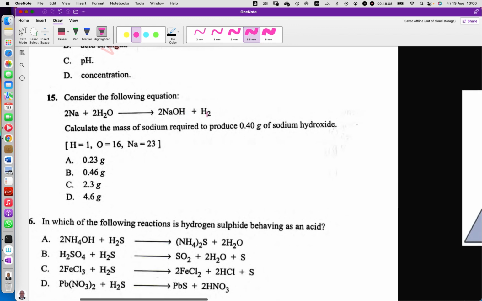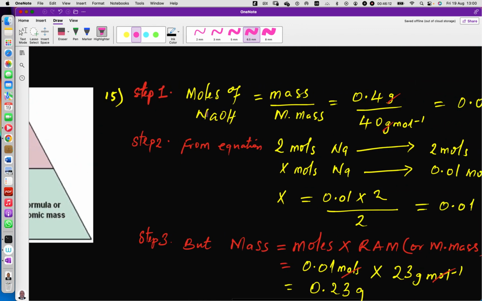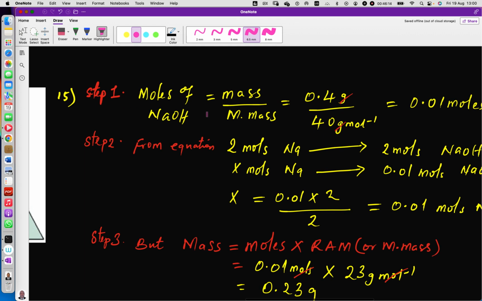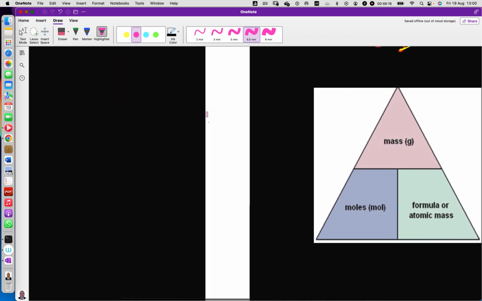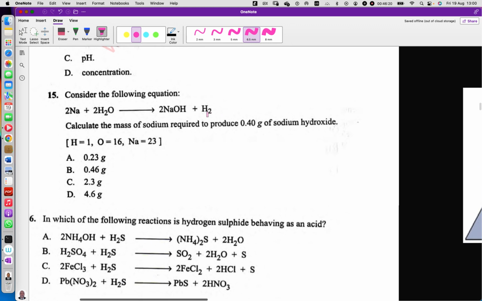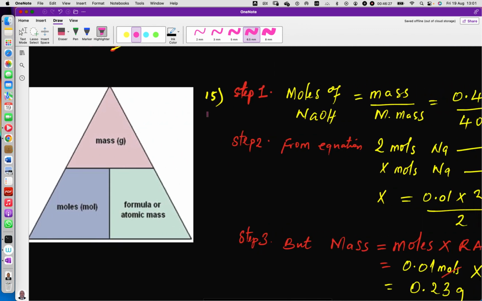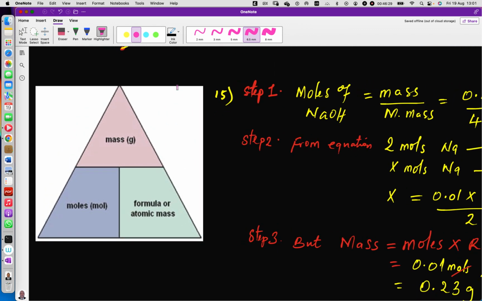Let's go to our calculation box. Now, we have been told that the mass of sodium hydroxide is 0.4. So we can use that. Use this equation here, the mass, moles, and the formula or atomic mass.